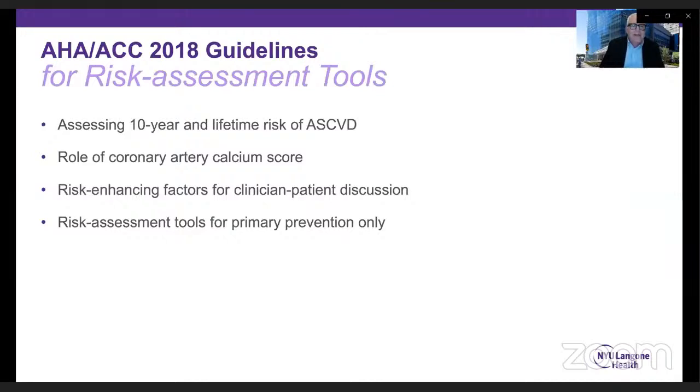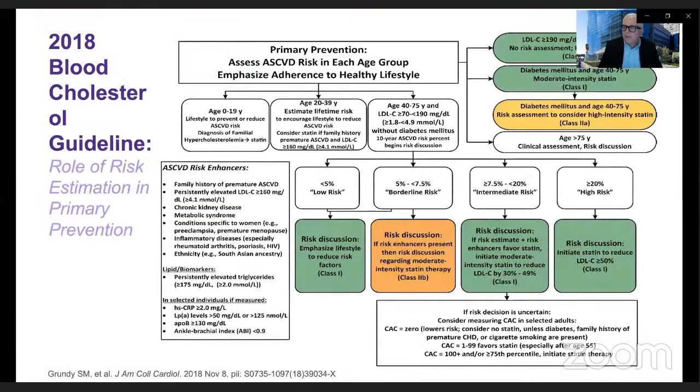And so because of that, risk assessment is such an important part of the way we think about cholesterol lowering. And so if we look at the AHA-ACC 2018 guidelines here in the US, there's an important component to assess risk prior to prescribing medication or thinking about who would benefit from lipid-lowering medicine, whether it's high-intensity statin, moderate-intensity statin, and what are the therapeutic cutoffs for when we want to intensify therapy. And so assessing 10-year and lifetime risk is important. Coronary calcium score is important. Risk-enhancing factors are important. And there are some risk assessment tools that focus only on primary prevention.